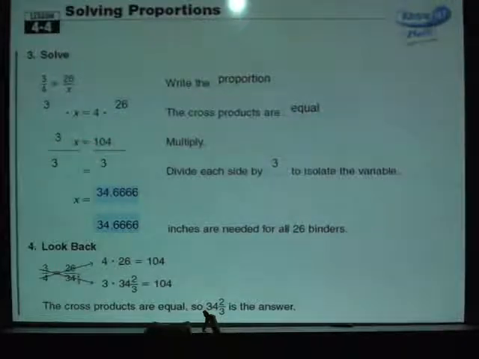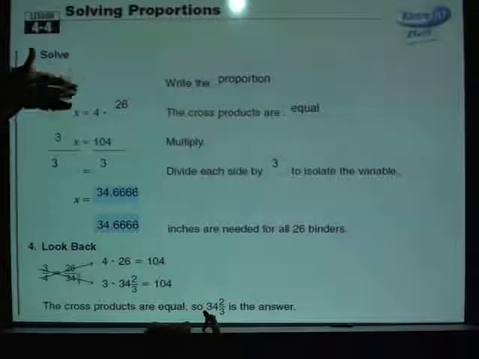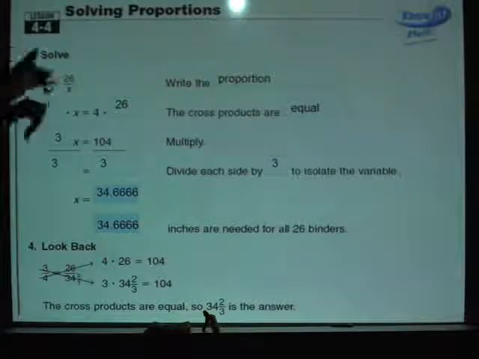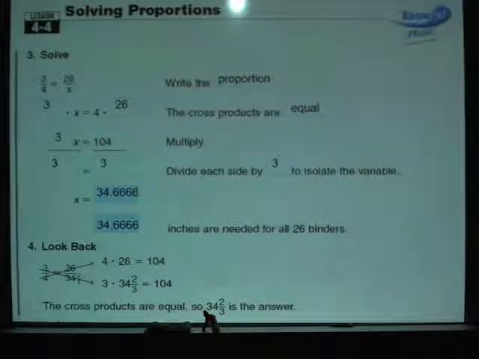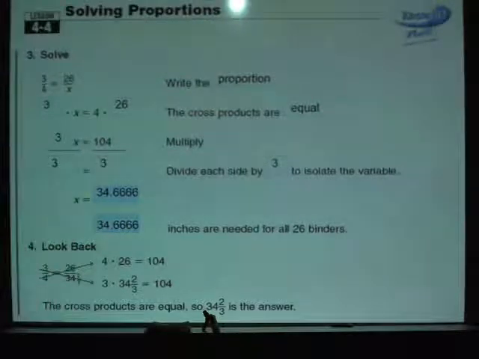Again, I'm saying 3 times what number is 104? Because remember, both diagonals have to be the same. Since this diagonal makes 104, this other diagonal has to make 104. So 3 times whatever has to be 104. And indeed, 34 2/3 times 3 is how I get 104. And that's exactly what they're verifying down here at the bottom.